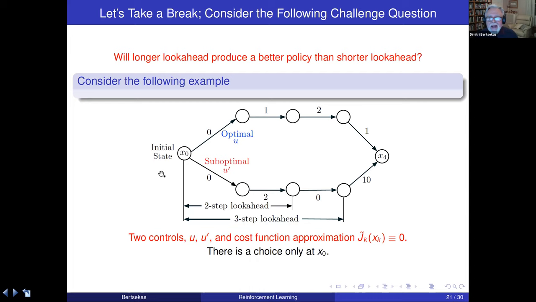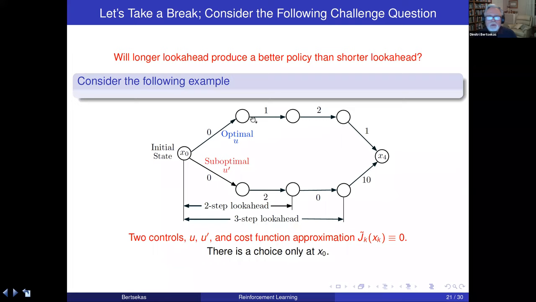This is a deterministic four-stage problem. We start from x0, the initial state, and go to x4, the state after four steps. And the four steps are here, you see them here. Now, this problem is oversimplified, okay? And we have a choice only at the very first step, at the initial condition. We can choose the top branch or the bottom branch, use a control U or a control U prime. In the subsequent stages, there is no choice. There's only one control to choose from.